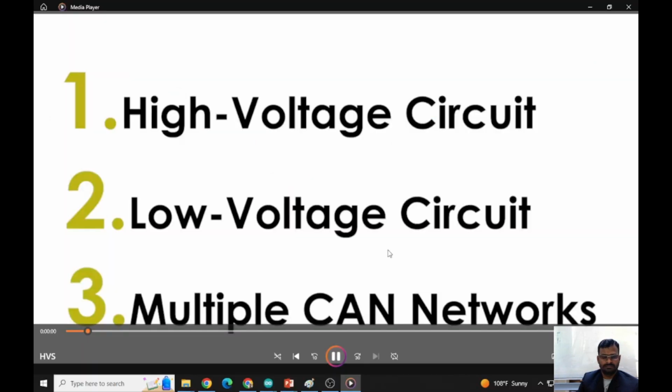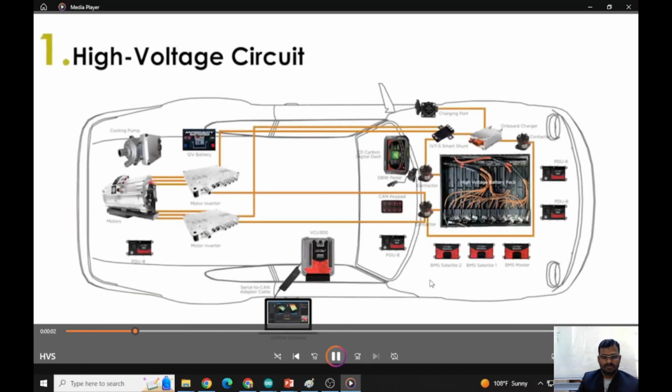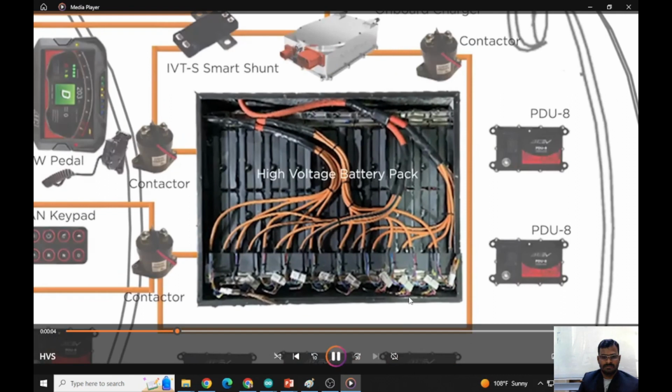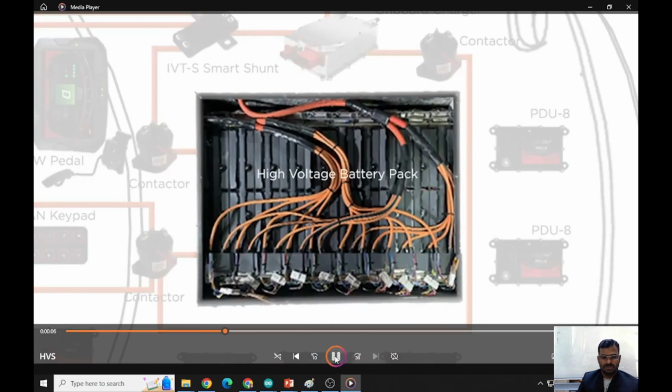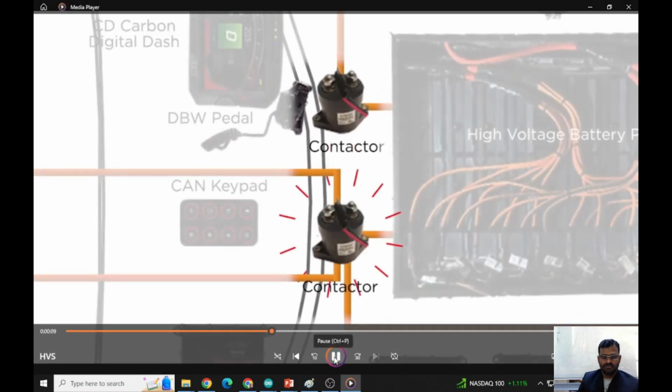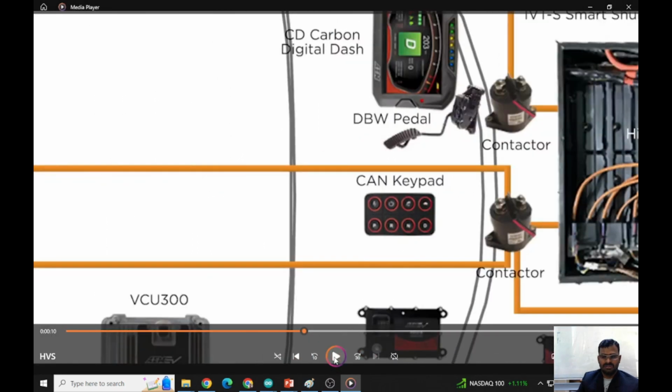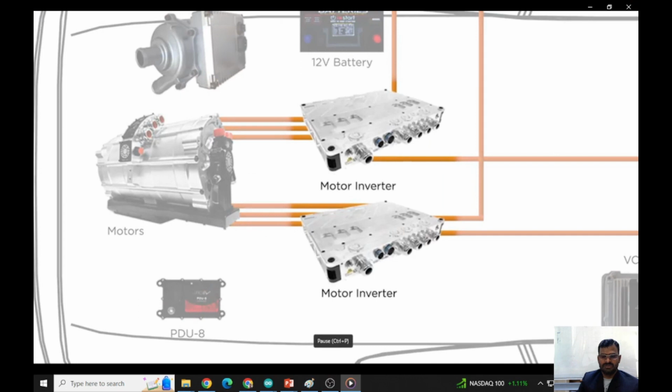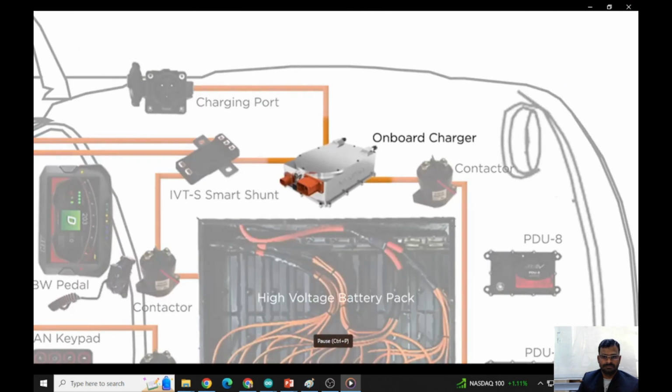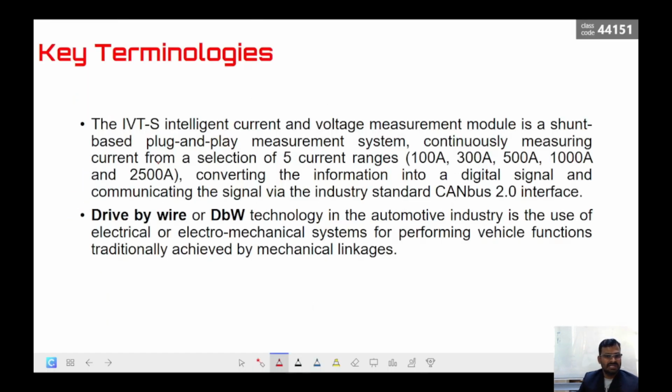So let us see. High voltage, or HV systems, are supplied by a high voltage battery, typically over 200 volts. So this is the high voltage battery pack. It includes contactors. We have a contactor from the battery to the high voltage components, which delivers the power to the inverters, the motor inverters. An onboard charger is used, and this is the onboard charger which converts the AC into high voltage DC, and the charging point is also shown here. The key terminology used here is IVT.